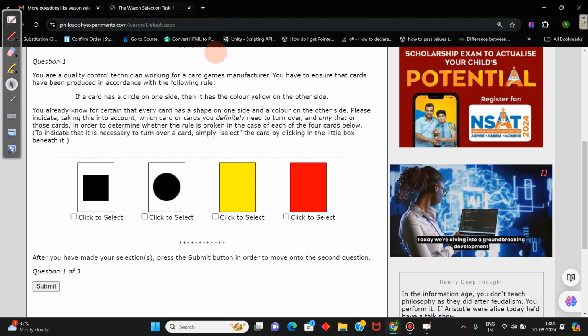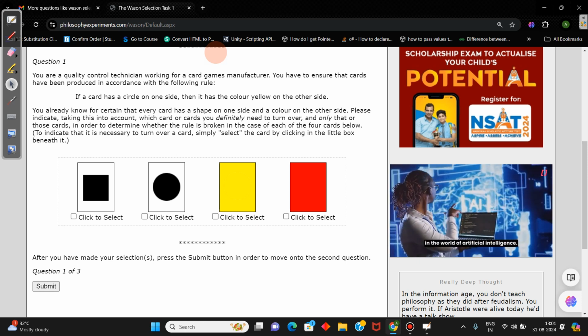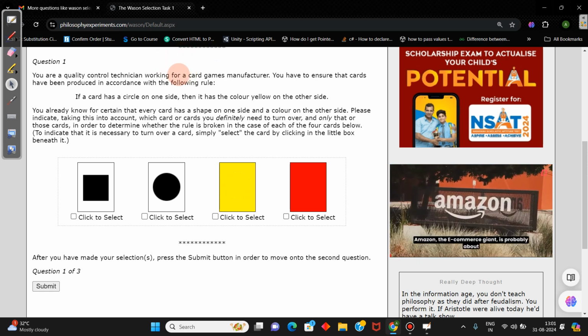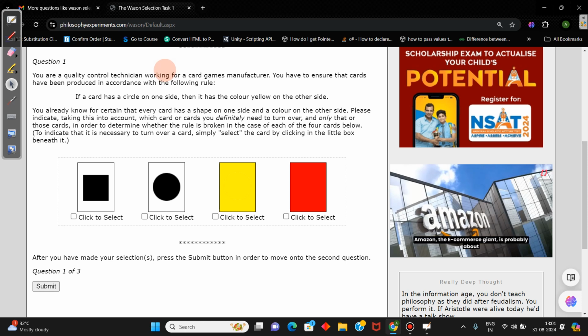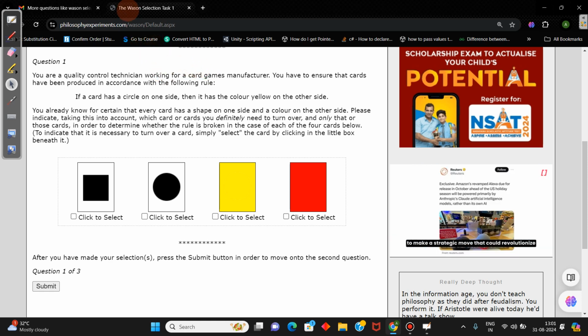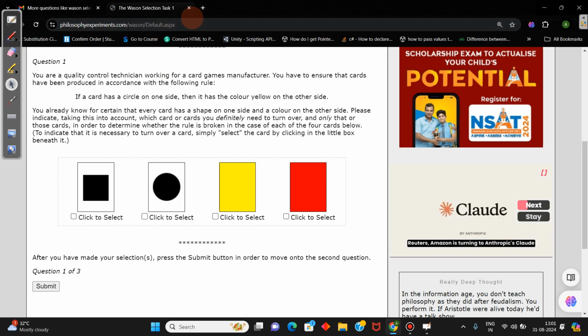So today we are discussing a very interesting and popular interview puzzle. The problem is called the Wason selection task, and it uses the concepts of propositional logic from discrete maths. Let's get started.